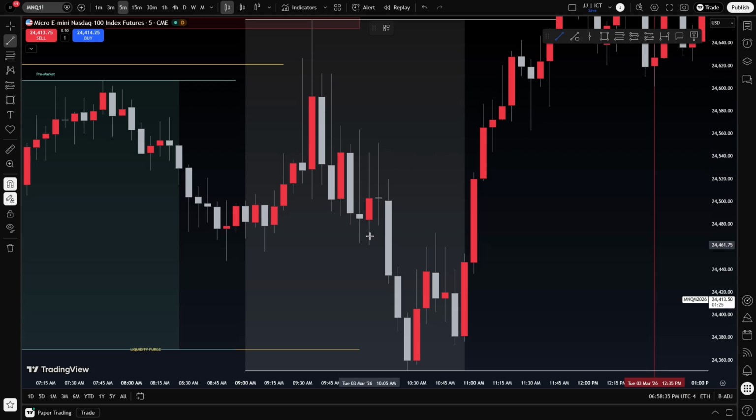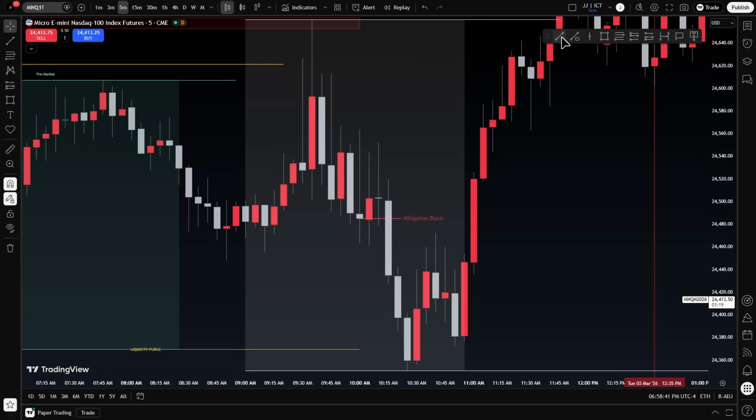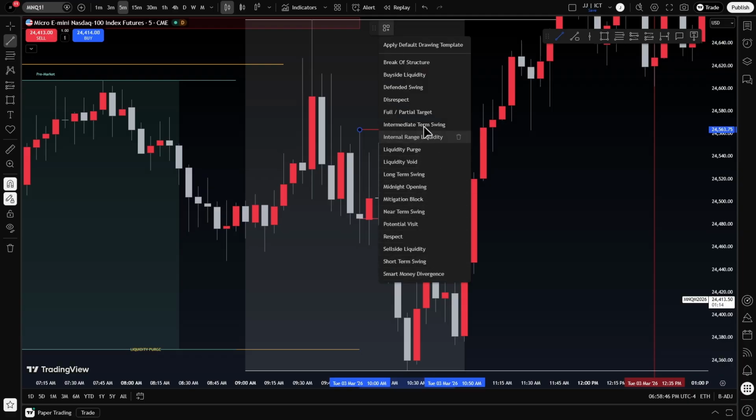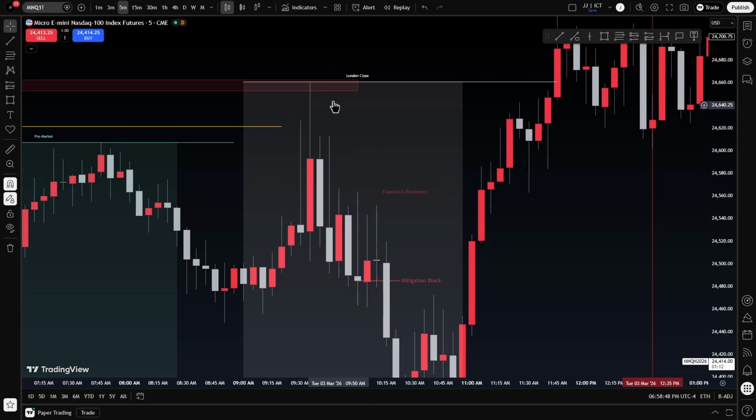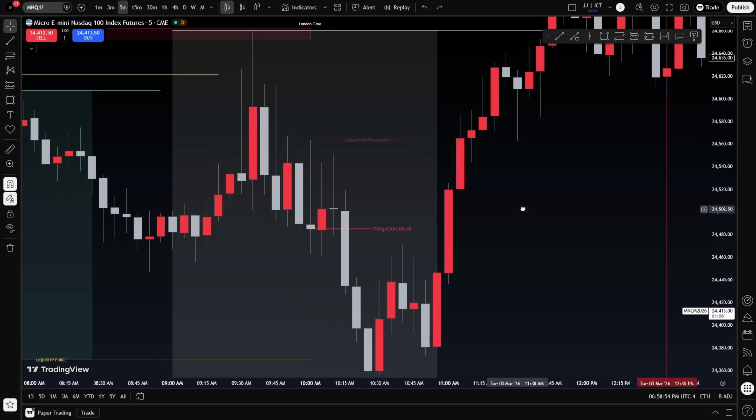We do have a, what's this? Yeah, mitigation block right there. So it would be this high of the candle that would be expected to get disrespected. And if we disrespected that, you would likely see price running through up to that high there, or London close's high, in which it does. Oh, my bad. In which it does disrespect that.